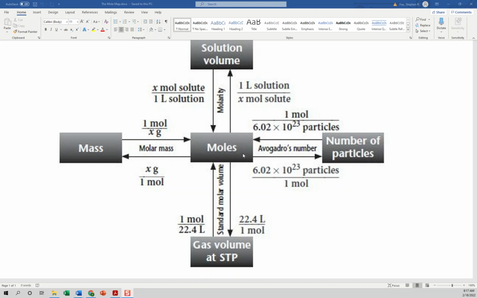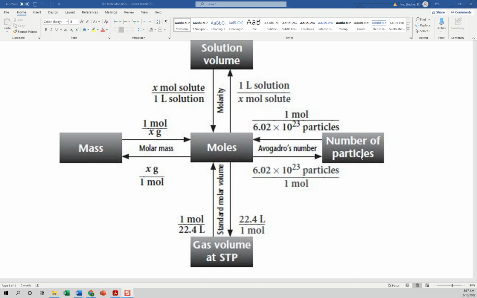So on our mole map, we have moles in the middle, and we can go to 4 destinations. If we have moles of a substance, we can go to mass, or mass back to moles. If we have moles of a substance, we can go to particles of that substance. We've got to make sure we know what kind of particle we're trying to get to, right?